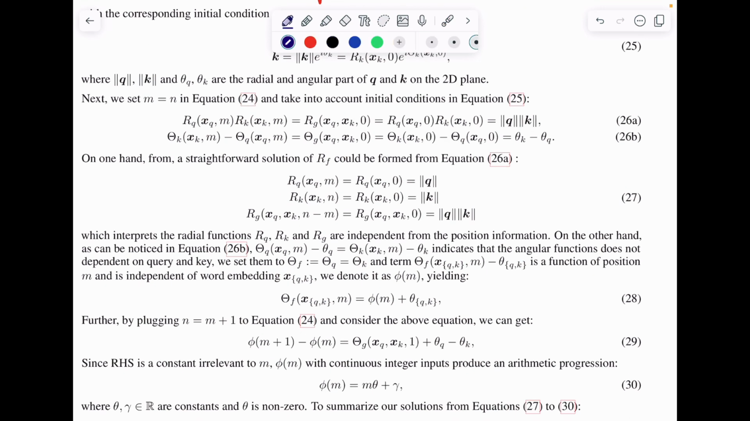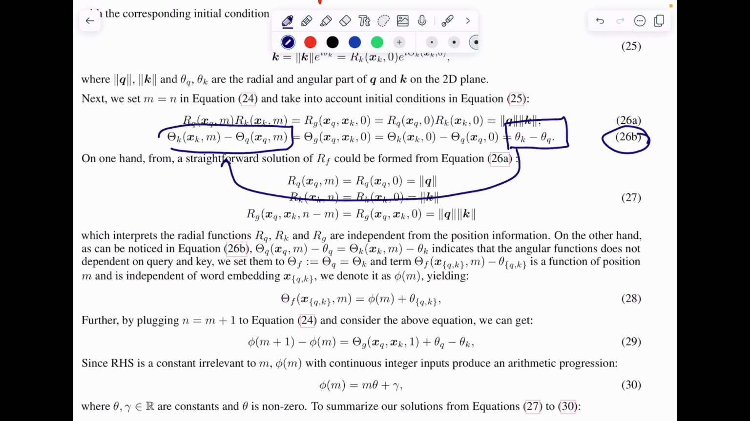Okay, now we focus on equation 26b, and let's pick this part and this part. Okay, now let's rearrange by shifting theta k to the left side and theta m to the right side. So this will lead to this particular equation here, that is represented by this particular part, right? Now this also implies that the angular functions do not depend on the query and the key. So these are purely functions of the difference between the query.